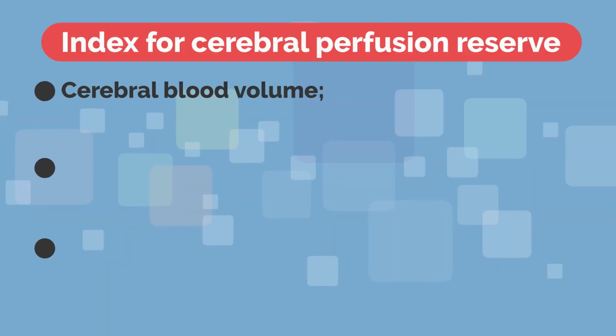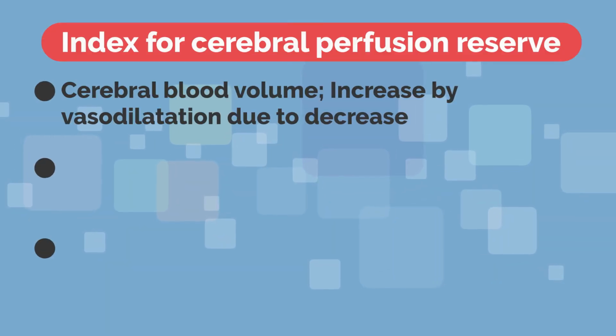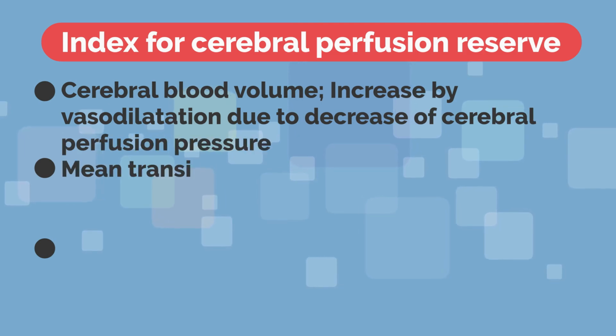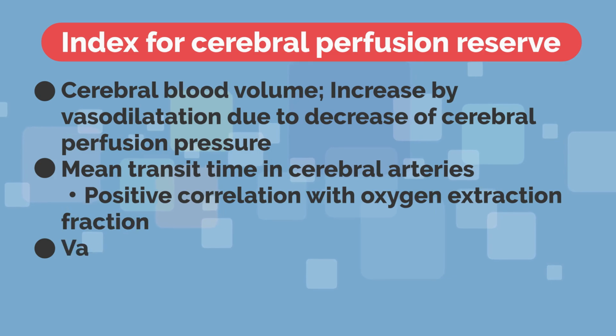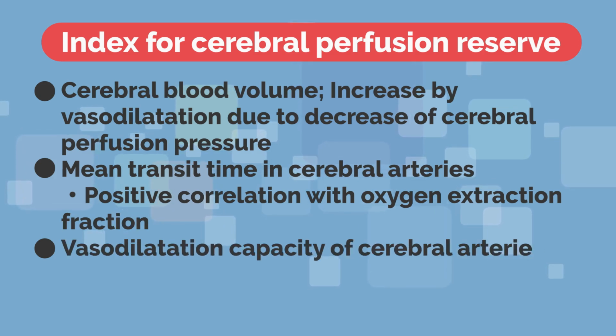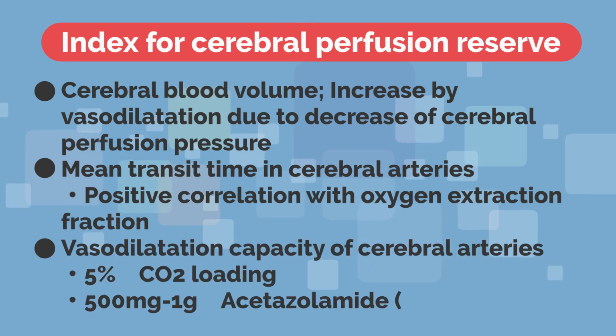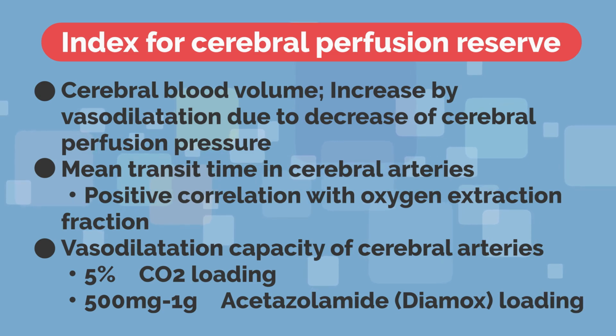We move on to the topic of brain perfusion reserve. Three types of indices are used to evaluate brain perfusion reserve. When cerebral perfusion pressure decreases, cerebral blood vessels dilate to maintain cerebral blood flow. Therefore, cerebral blood volume is used as an index of reserve capacity. It is also known that cerebrovascular mean transit time, which is obtained by dividing cerebral blood volume by cerebral blood flow value, is directly correlated with oxygen extraction fraction.